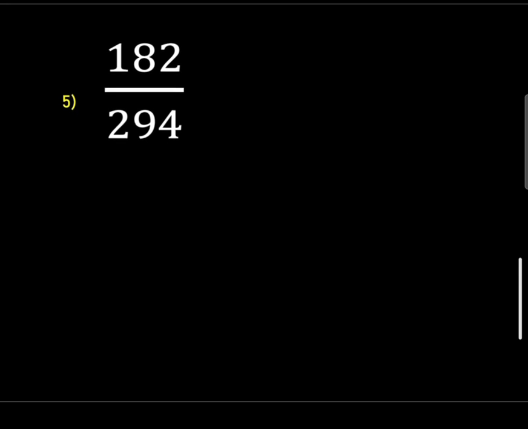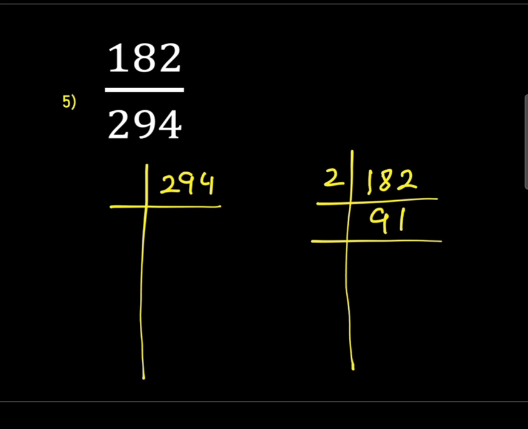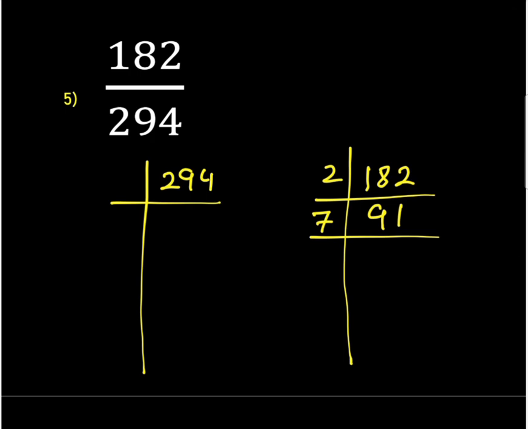Next question, we have 182 over 294. We can factor 182 and 294 to their prime numbers. 182 divided by 2 is 91. Now we cannot divide by 2 and also we cannot divide by 3 and 5. We can divide by 7. 91 divided by 7 is 13. 13 is a prime number. Divide by 13 we get 1.